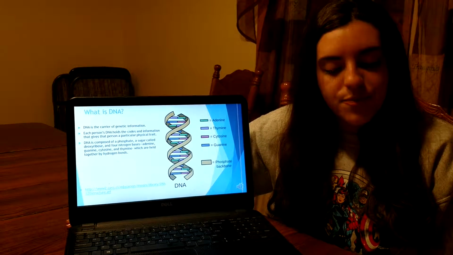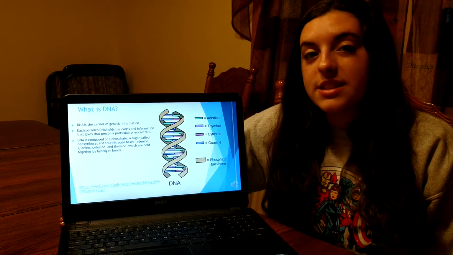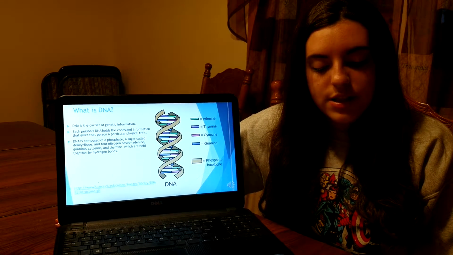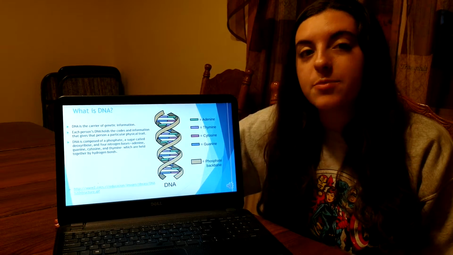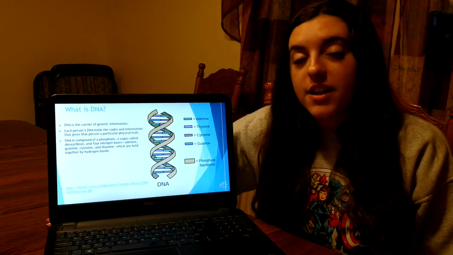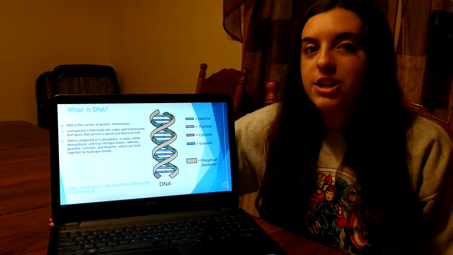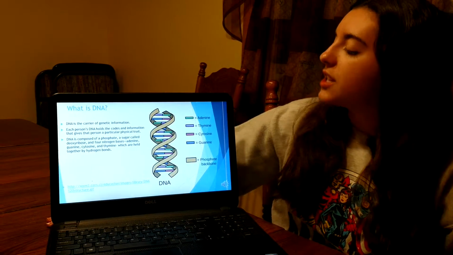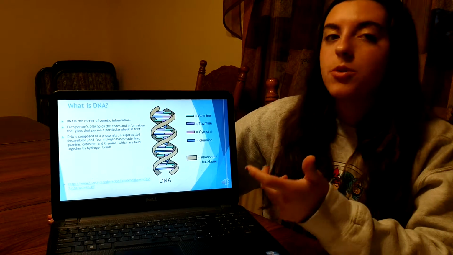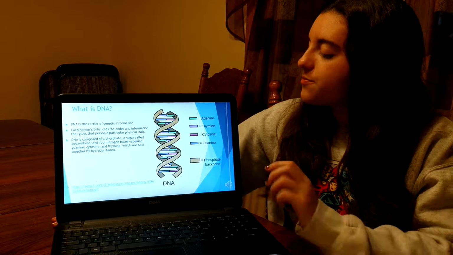What is DNA? DNA is the carrier of the genetic information. Each person's DNA holds the codes and information that gives a person a particular physical trait. DNA is composed of 1 phosphate, a sugar called deoxyribose, and 4 nitrogen bases. As you can tell, the DNA is wrapped in a double helix, which gives it its twisted ladder-like structure.